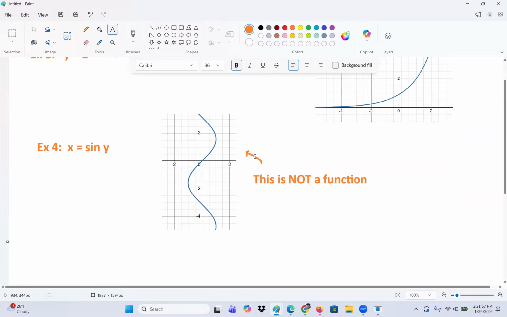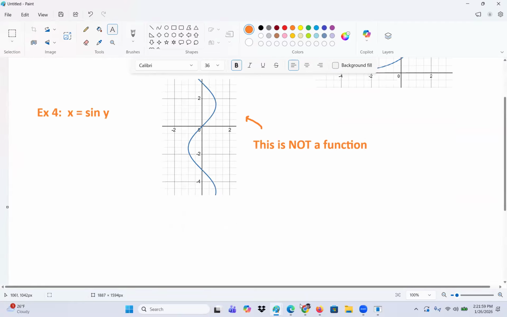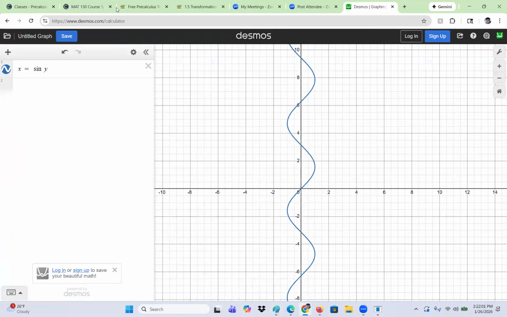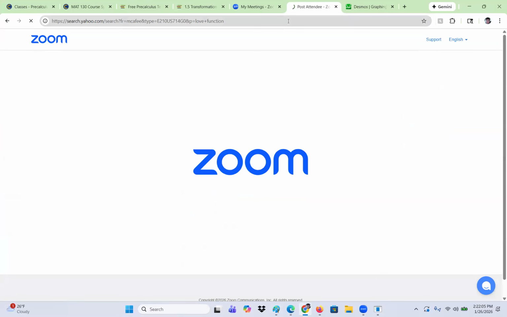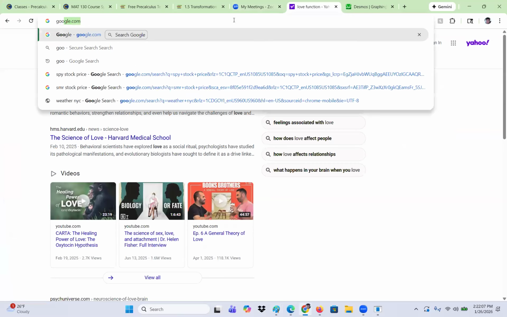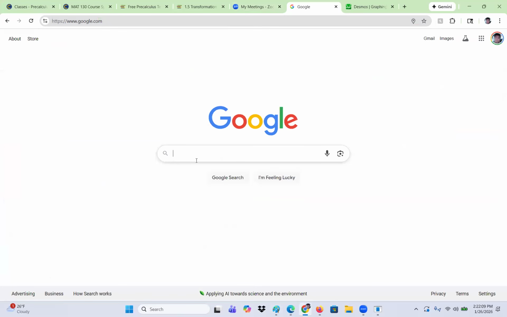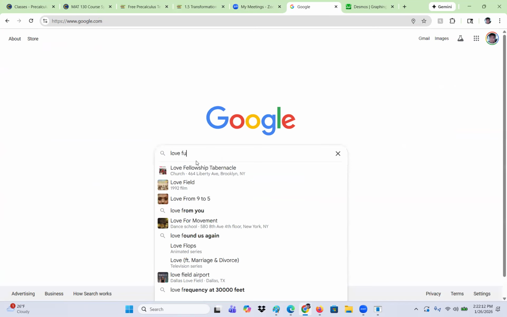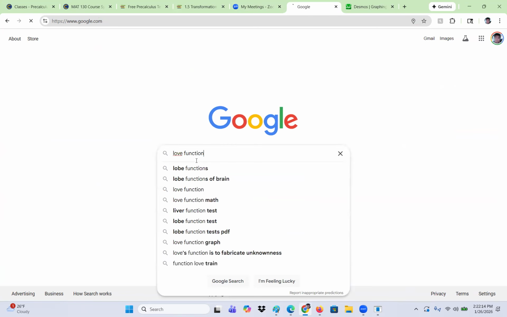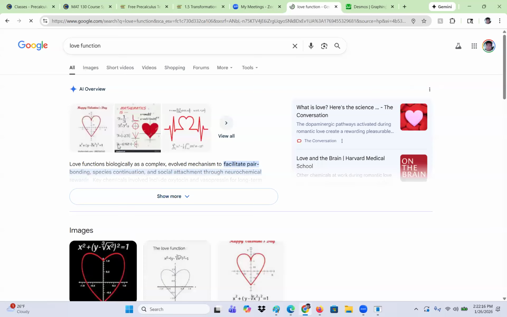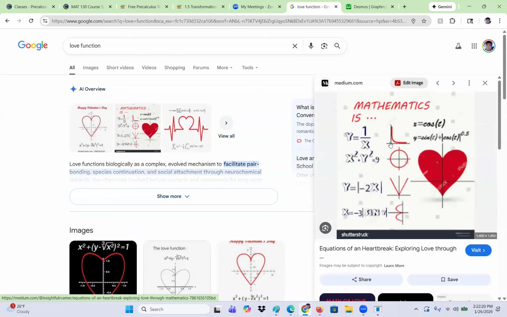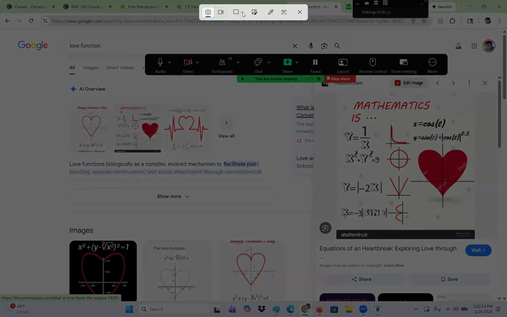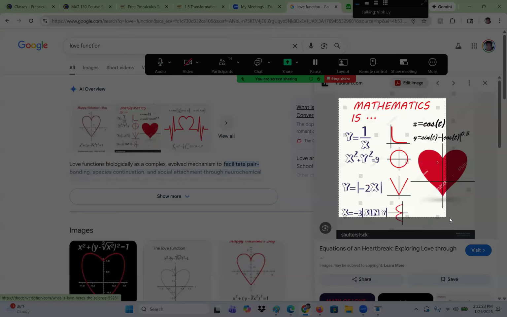All right. I would recommend you look at the love function. This is not actually a function, but if you love math, you should know it. This is what we have for the love. But of course, those are not all functions. I mean, the first one is a function.